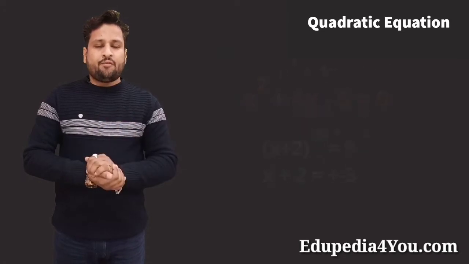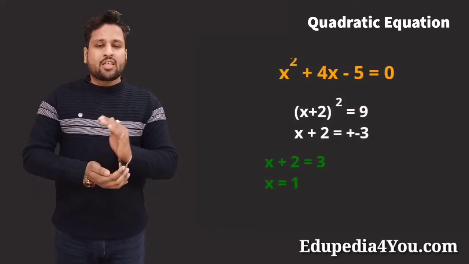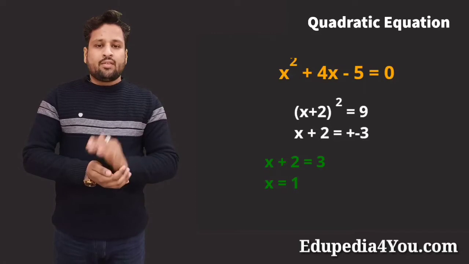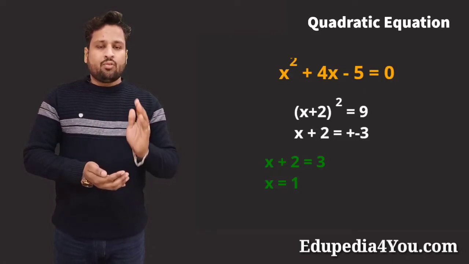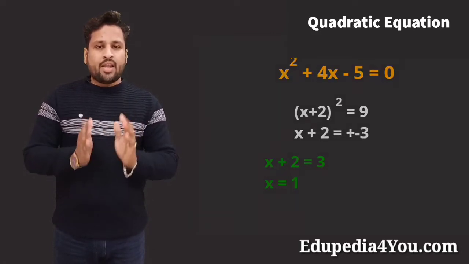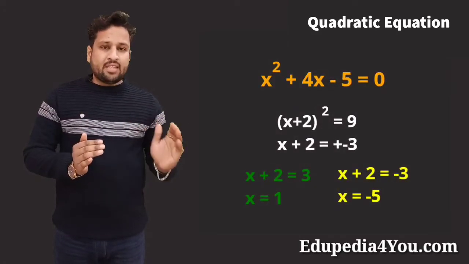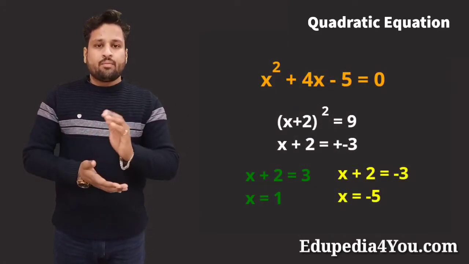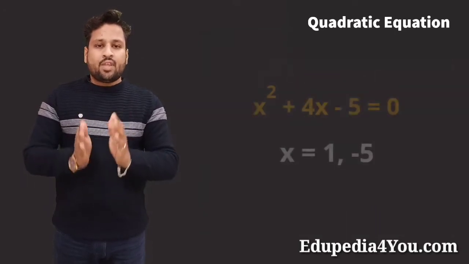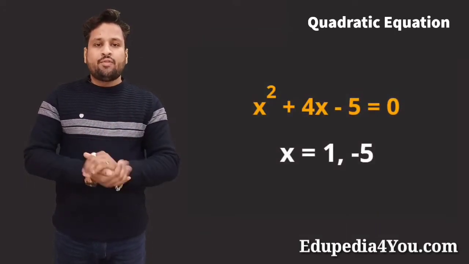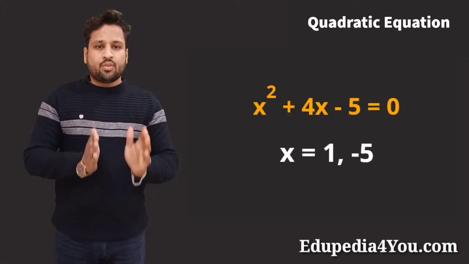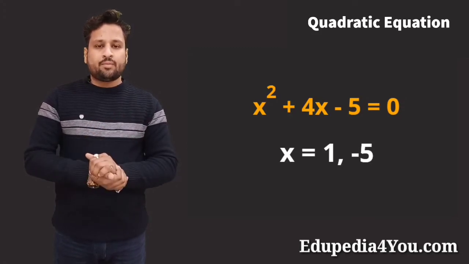In case 1, if we take plus 3, x plus 2 is equal to plus 3, the answer is x is equal to 1. And in case 2, if we take x plus 2 is equal to minus 3, the answer is x equals minus 5. These values are the solutions of this equation, or the roots or zeros of this equation.